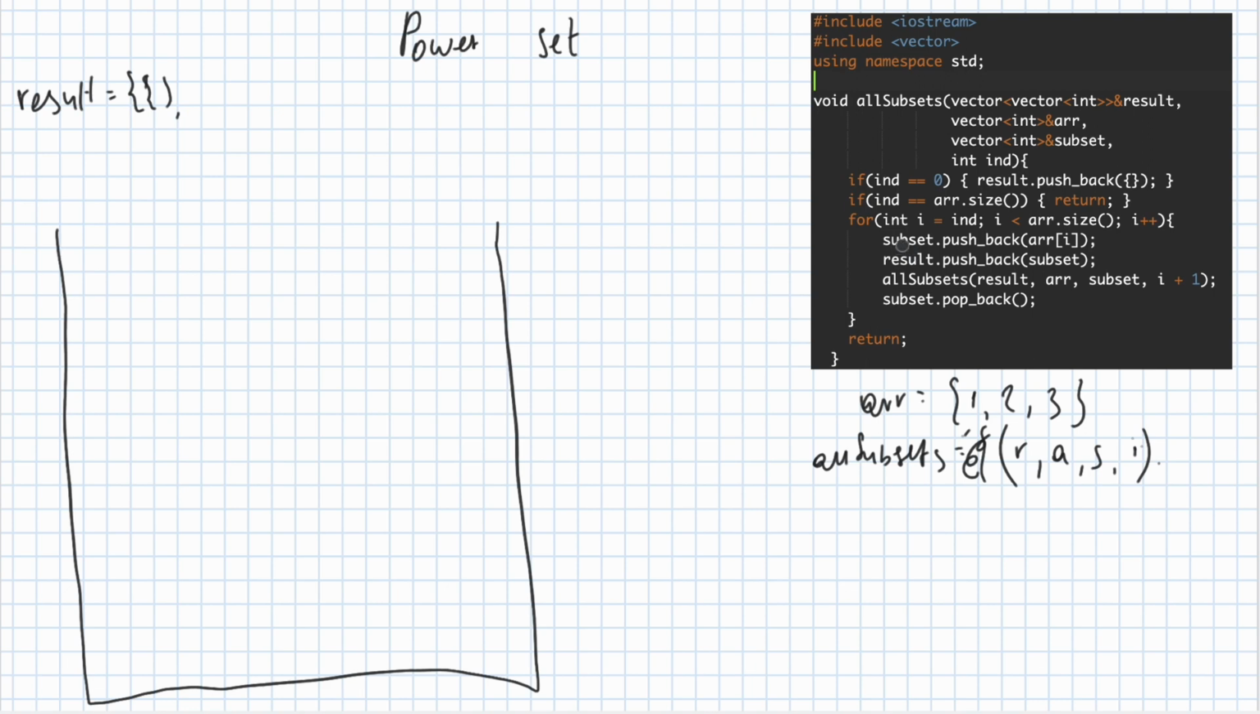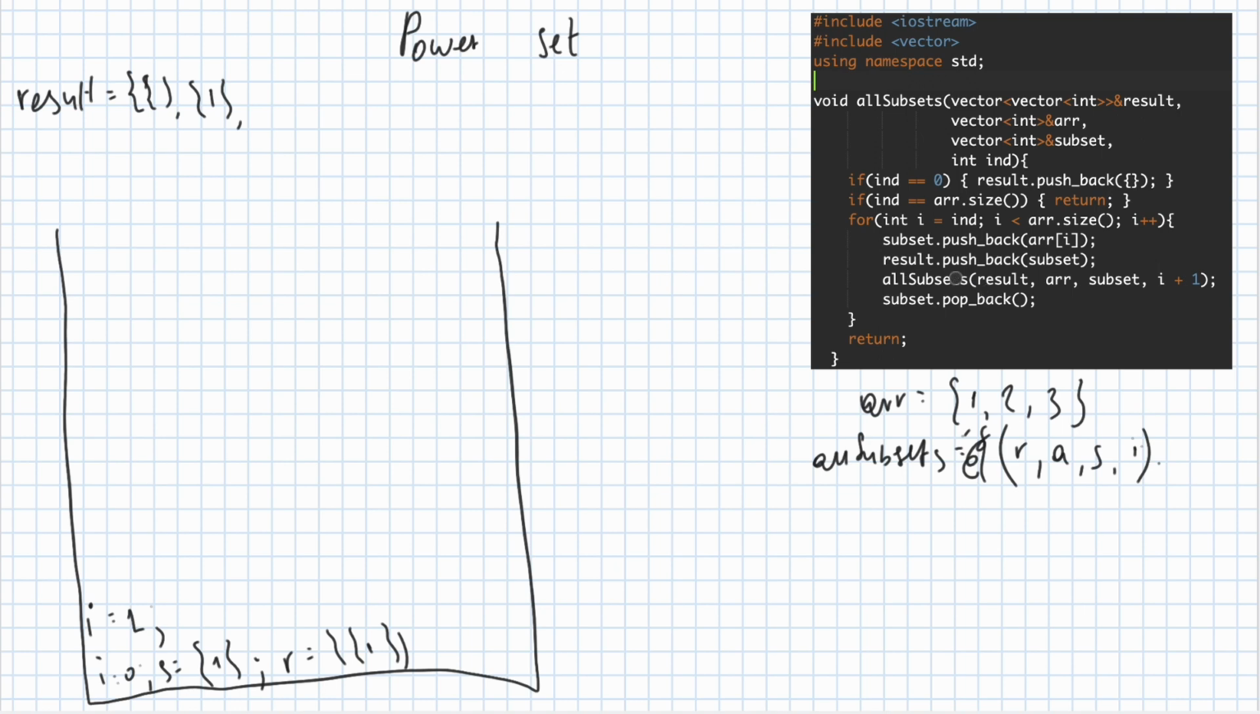So index here is equal to 0, and subset will be 1. Why? Because index equals 0 and the element at index 0 is 1. So we say subset push array at index 0. So we push 1 to our subset, and then we push subset to our result. So in our result we now have the empty set and 1. And then we recursively call the same function with values result, array, subset, and I plus 1.